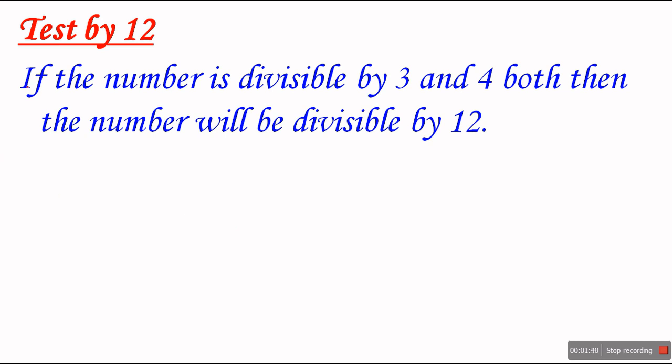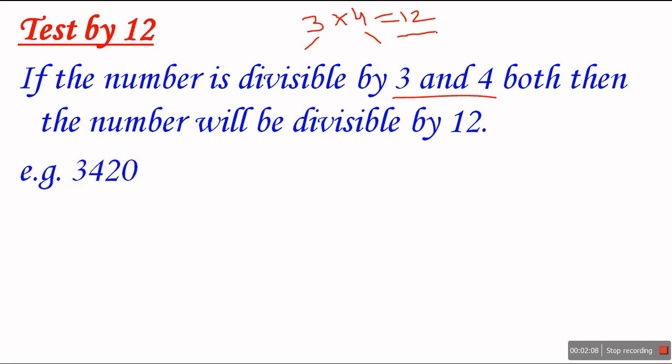Now 12. If the number is divisible by 3 and 4, as we have seen in the case of 6, the same case is there. 3 and 4 are both coprime because they have HCF 1. So 3 fours are 12. So if a number is divisible by 3 and 4, then the number will be divisible by 12 also. Okay, so let us take an example.